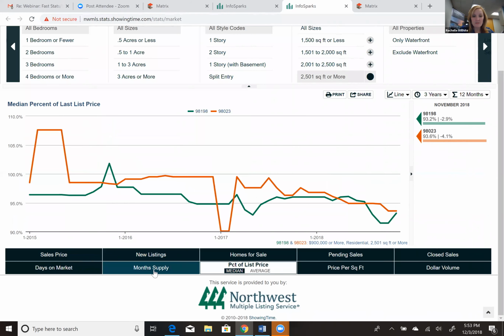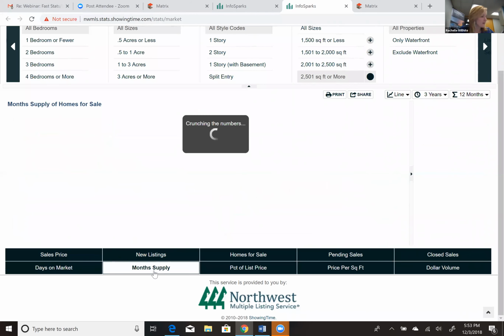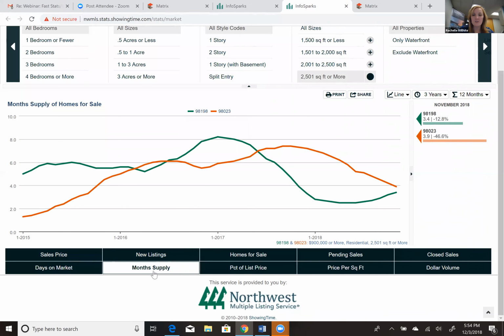And when you look at months of supply, you can see this one right here. Months of supply, let's look and see, is this a seller's market or a buyer's market? I told you that back in the day, under 2 months in a residential marketplace would be a seller's market. Over 4 months would be a buyer's market, where the buyers have more room for negotiation.